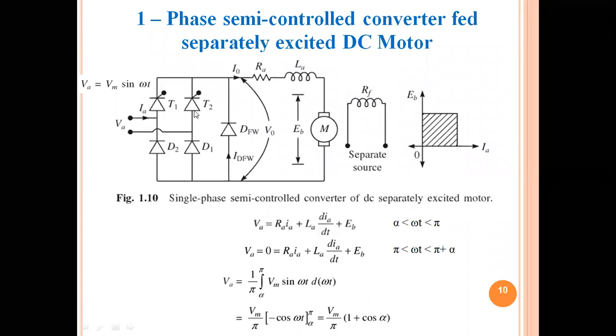However, based on the firing angle, which is alpha, we can trigger this thyristor at 0 degrees, 30 degrees, 60 degrees, wherever we want to. So alpha is the regulating parameter here or the controlling parameter here. So depends upon the alpha.